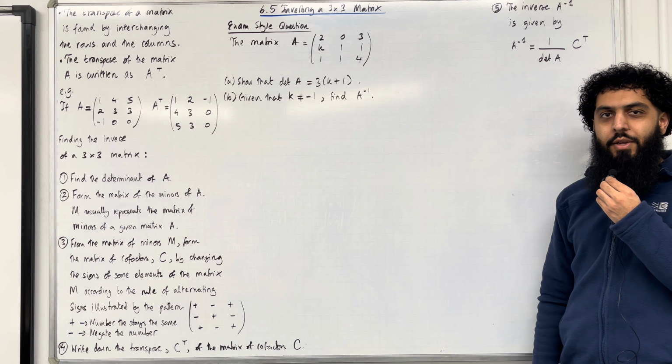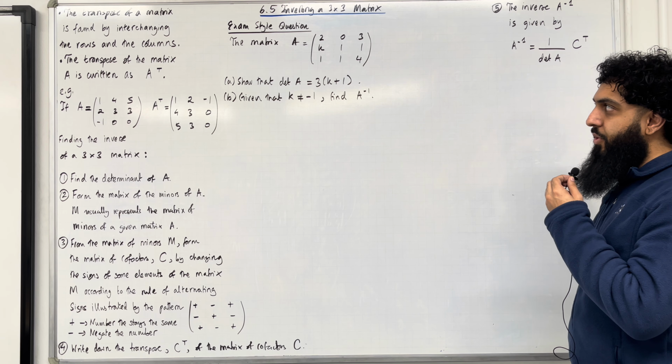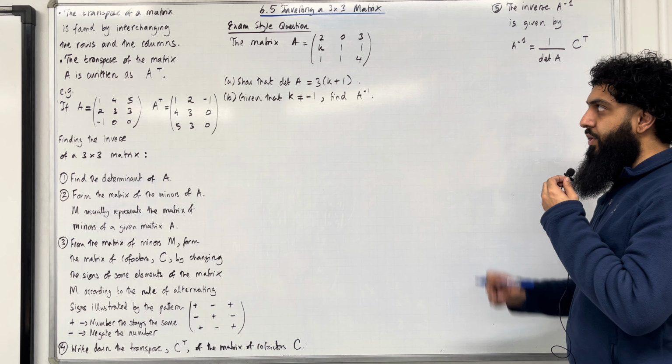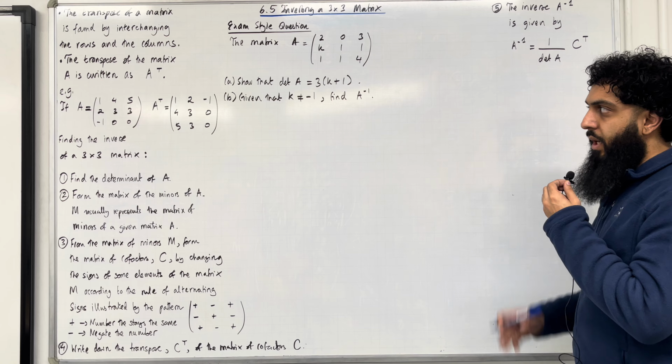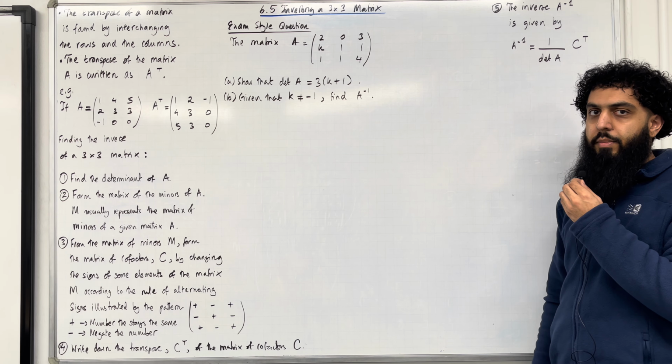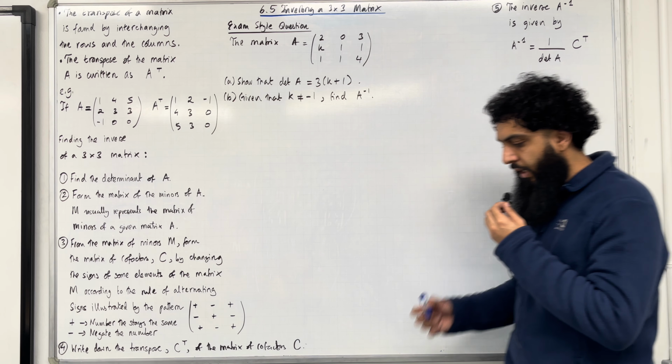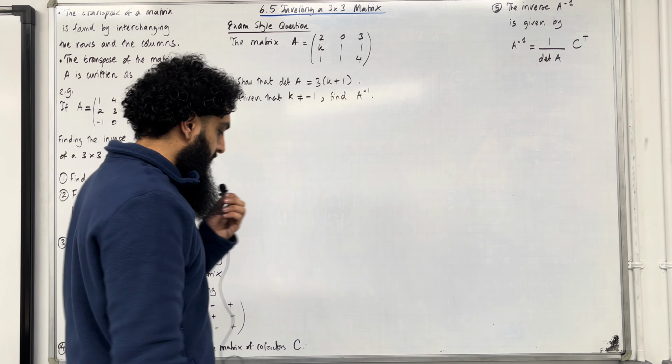Here is an exam style question. The matrix A is equal to the matrix with the entries 2, 0, 3, K, 1, 1, 1, 1, 4. Part A, show that det A is equal to 3 multiplied by K plus 1. Let's have a look at the solution to part A.